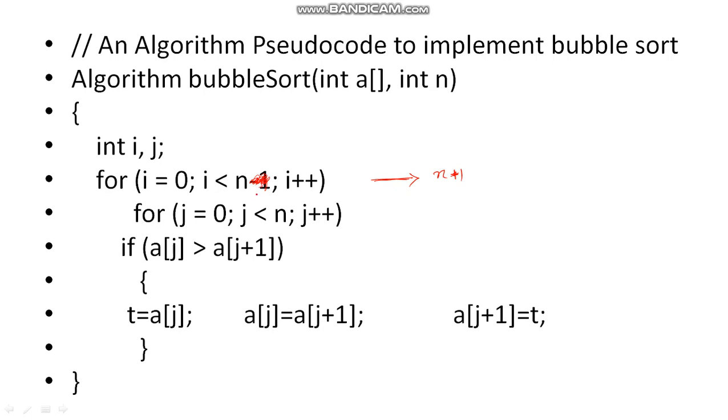So let us say now n minus 1 is not there, instead it is n only. So in that case, n plus 1 times this instruction is going to execute, wherein for n times the condition is going to be true and it is going to enter inside the block, and for once it is going to go outside the block.